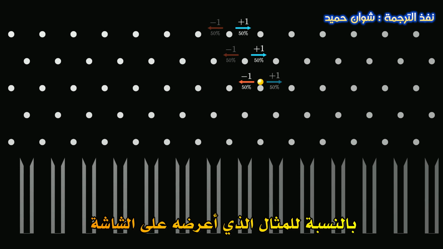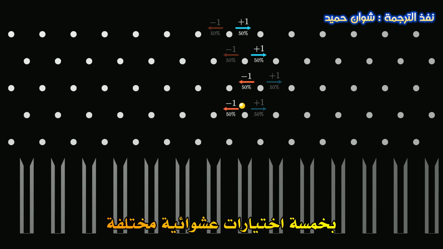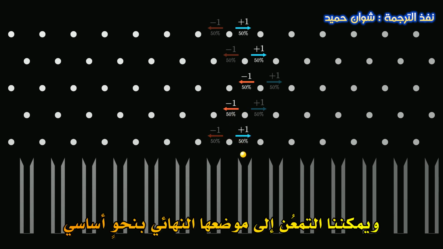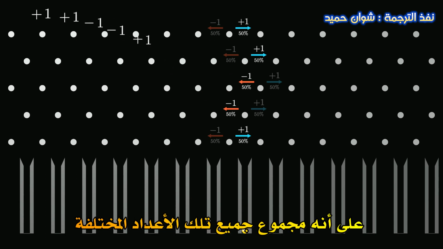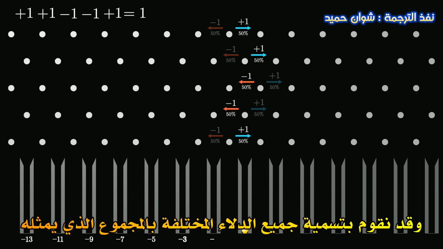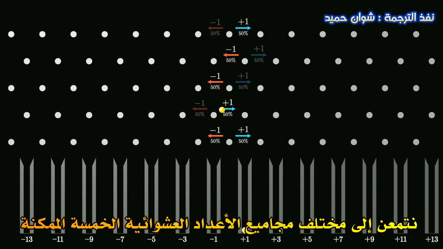For the one I'm showing on screen, there are 5 different rows of pegs, so our little hopping ball makes 5 different random choices between +1 and -1, and we can think of its final position as basically being the sum of all of those different numbers, which in this case happened to be 1, and we might label all of the different buckets with the sum that they represent. As we repeat this, we're looking at different possible sums for those 5 random numbers.